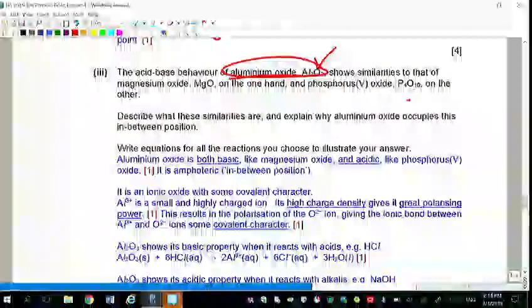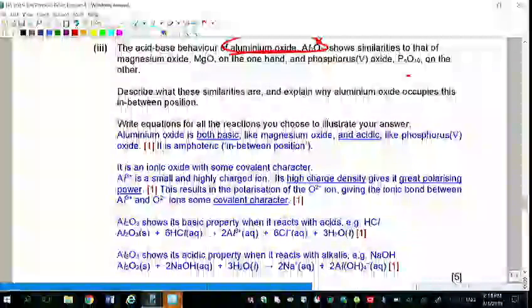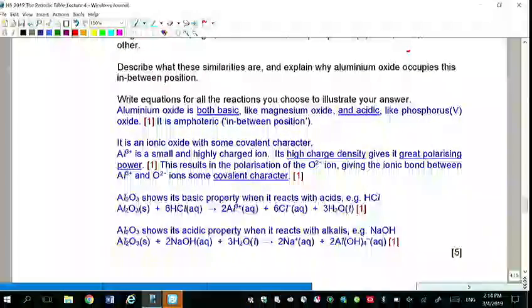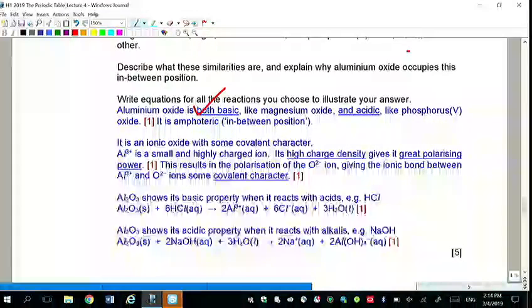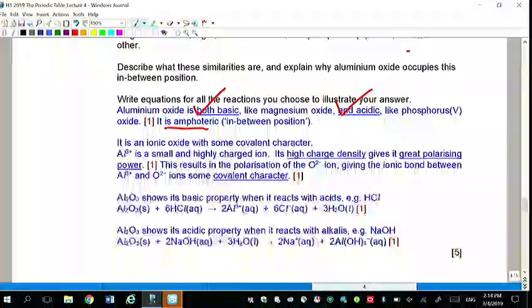So why is that so? First thing, I will have to explain that it is both basic and acidic. It is what we call amphoteric. That will give you 1 mark. Second thing, why is that so? Because it is an ionic oxide with what we call covalent character.